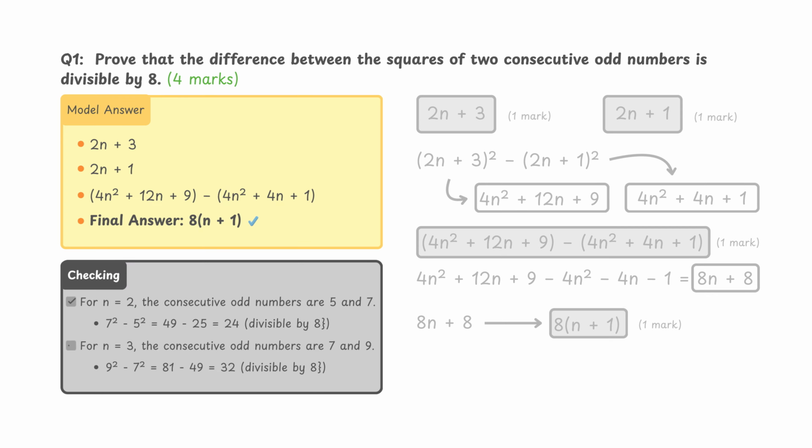So notice the full structure. We started by representing the numbers, then formed the expression, expanded, simplified, and finally reached a conclusion. Each step is linked, and together they form a complete proof. That is how we turn an idea into a mathematical certainty.